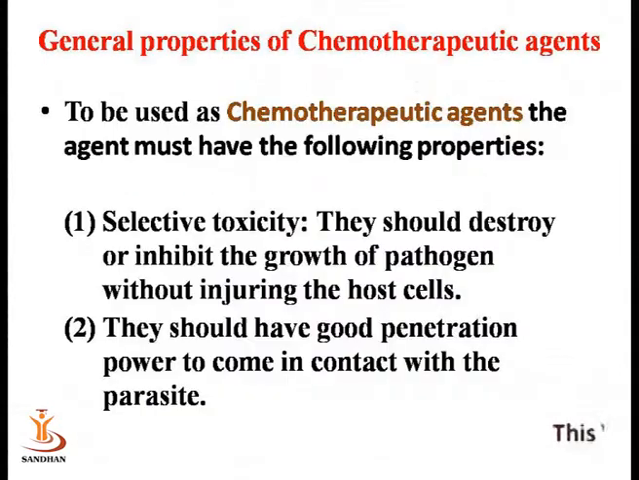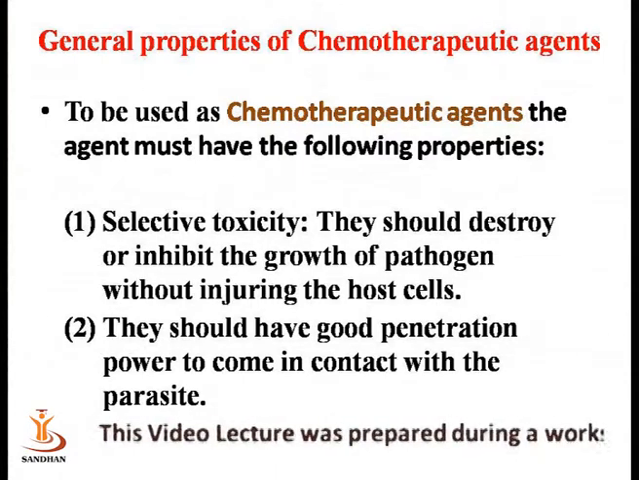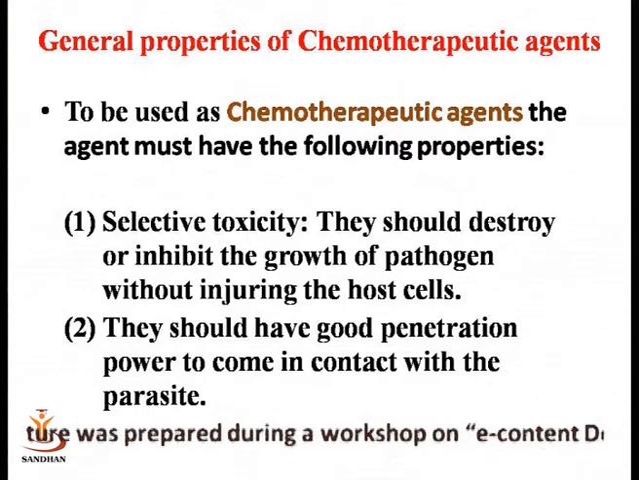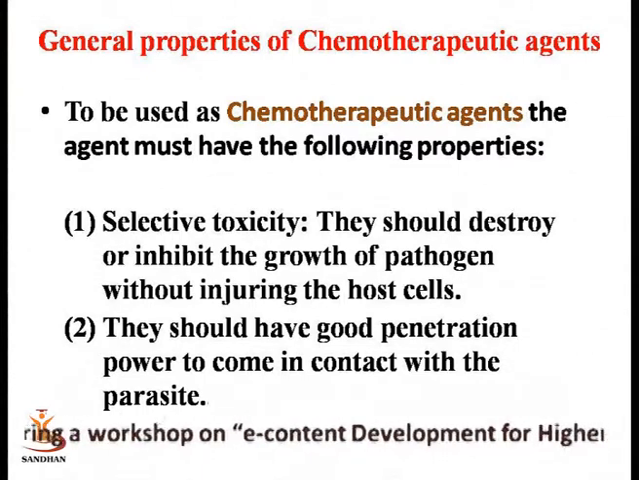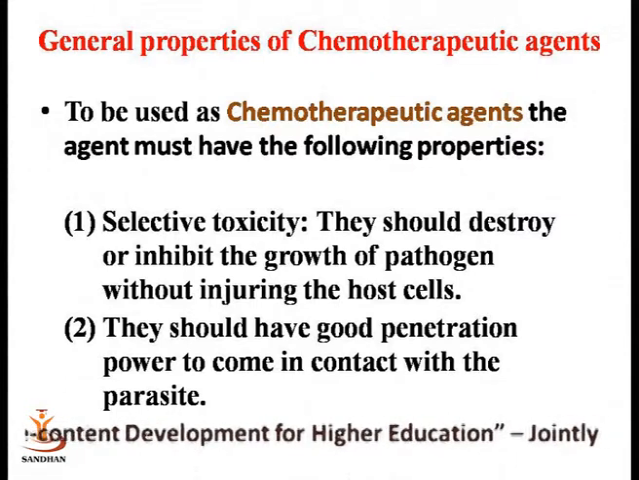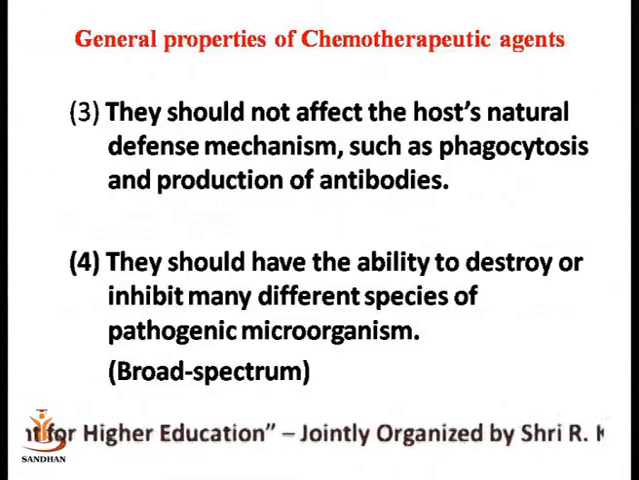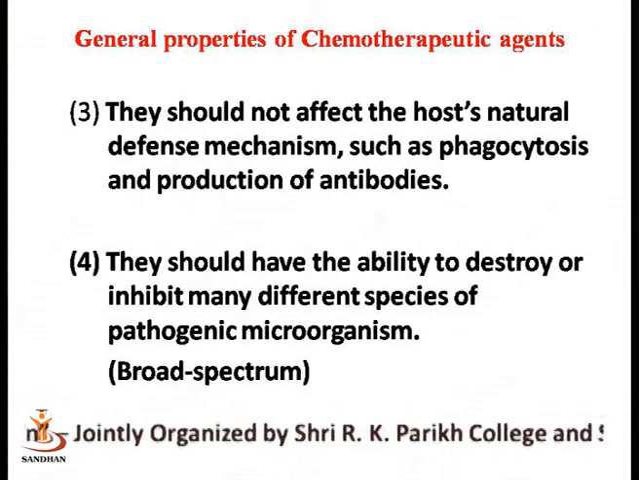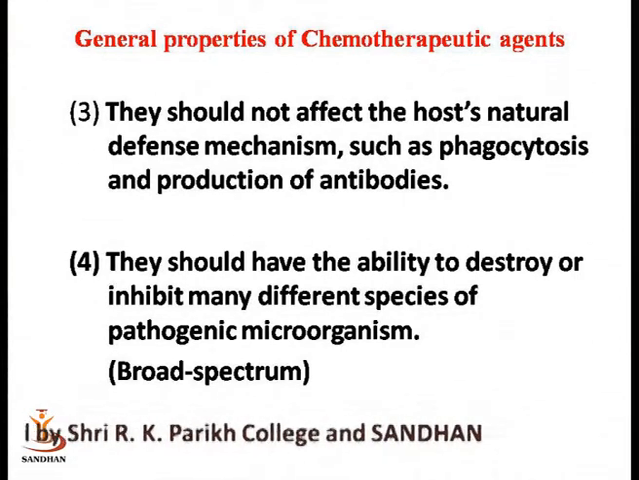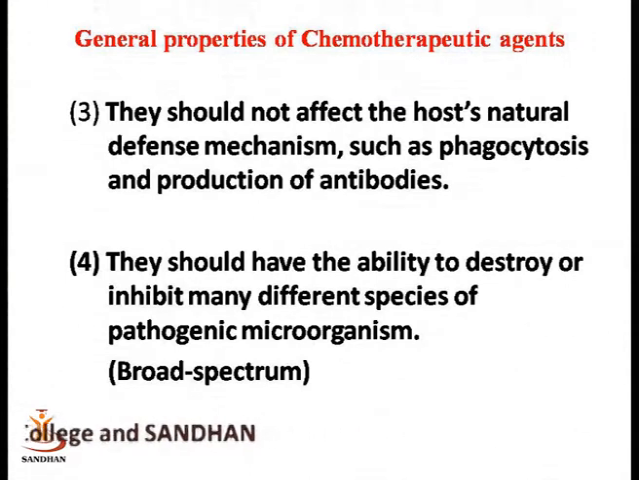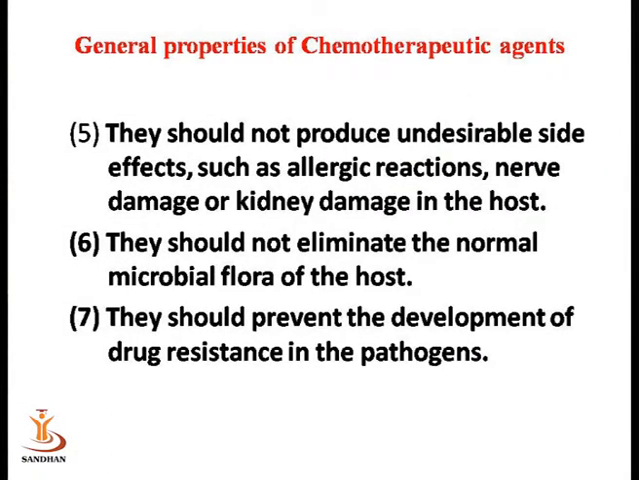With this historical background, now let us have a look at the properties of chemotherapeutic agents. To be used as a chemotherapeutic agent, the agent must have the following properties: selective toxicity, it should not harm the host and should destroy the pathogen. They should have good penetration power, should not affect the host's natural defense mechanism, should have a broad spectrum of activity, should not have any undesirable side effects on the host cell, should not eliminate the normal microbial flora of the host, and should prevent the development of drug resistance in the pathogens.